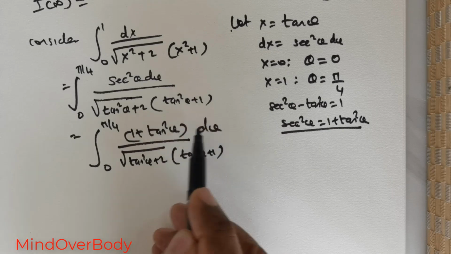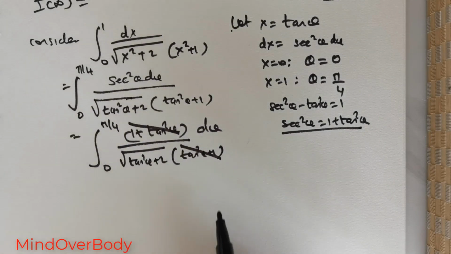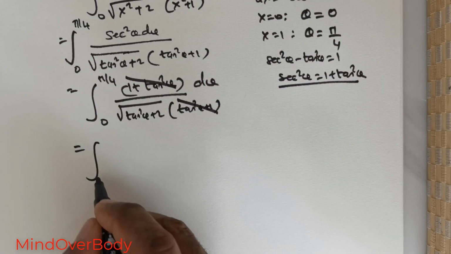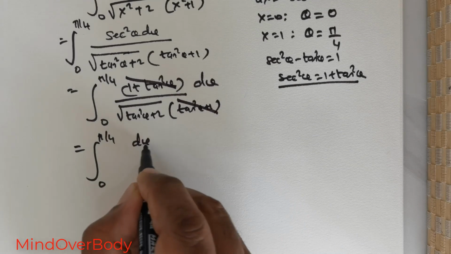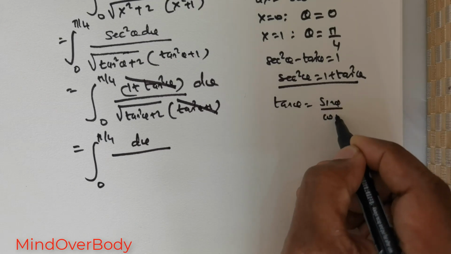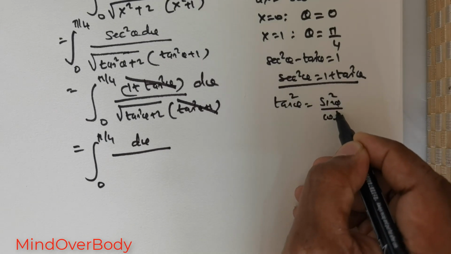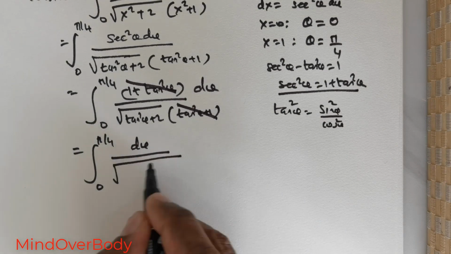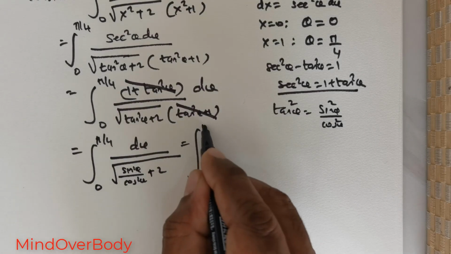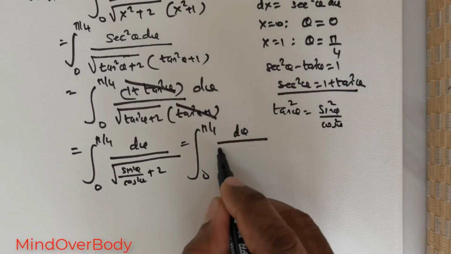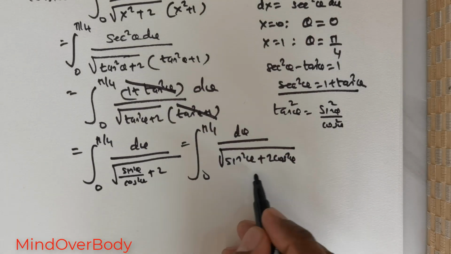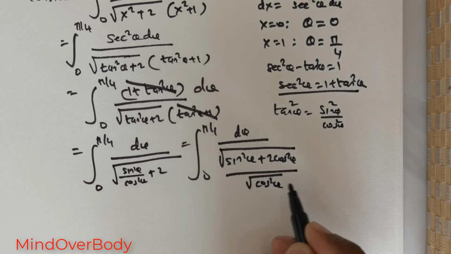Now tan square theta plus 1 and tan square theta plus 1 can be cancelled, giving me integral 0 to pi over 4 d theta divided by, now tan theta is sin theta divided by cos theta, so tan square theta is sin square theta over cos square theta. So you get root of sin square theta divided by cos square theta plus 2, which I can rewrite as root of sin square theta plus 2 times cos square theta. There is a root of cos square theta in the denominator.